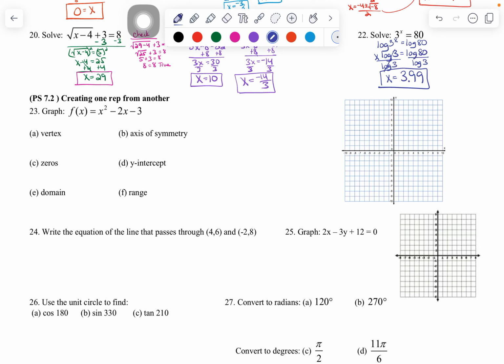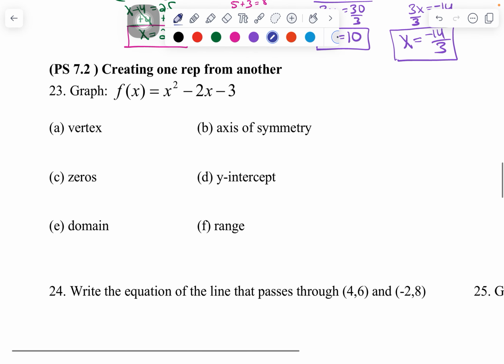All right, this video is going to go through the last set of questions on Power Standard or Indicator 7.2. We're going to start with question number 23 here, which is on graphing. You need to find all the little bits, parts, and pieces. So I always start with finding the axis of symmetry first.